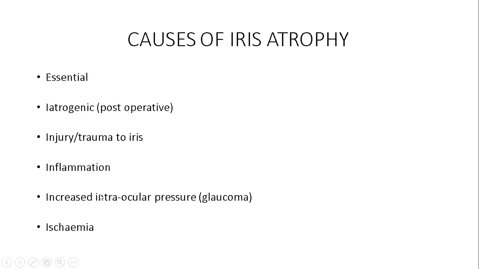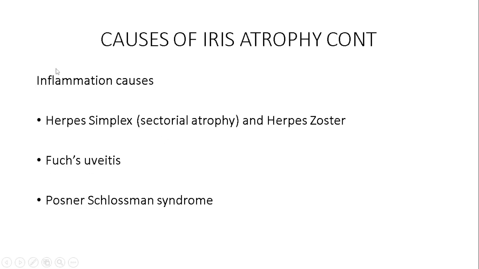But if you are asked to mention the cause of iris atrophy, don't hesitate to mention idiopathic. In fact, all of them start with I. Idiopathic, meaning essential; iatrogenic. Iris starts with I, so the causes also start with I. Idiopathic, that is essential; iatrogenic; injury or trauma to the iris, that is I. Inflammation is I, increase in pressure is I, and ischemia starts with I. So iris starts with I, and the causes of iris atrophy all start with I.